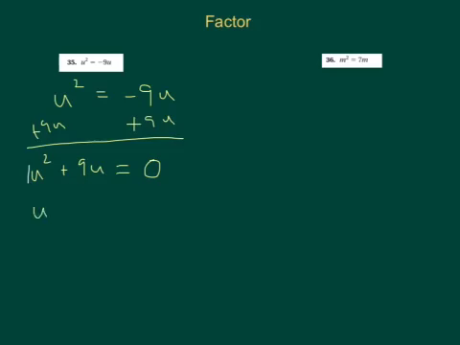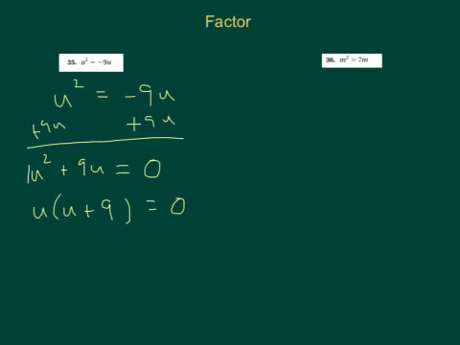When I'm factoring out a u, I'm essentially dividing both terms by u. U squared divided by u is u, and positive 9u divided by u is equal to 9. If you take a minute and actually look at what we have here, if I redistributed the u back through this set of parentheses, u times u would be u squared, and u times 9 would be 9u. So this is the correct factorization of u squared plus 9u.